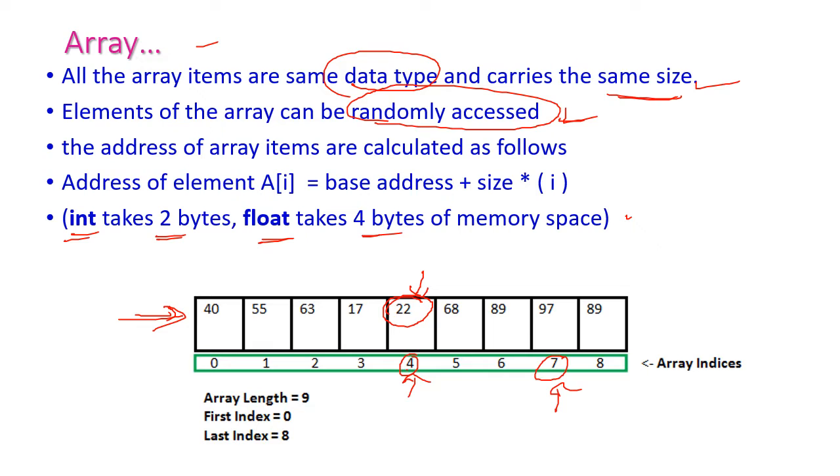Here the address of array items is calculated as: the address of element A[I] is equal to base address plus size into I. Here I is nothing but the index, the array index.